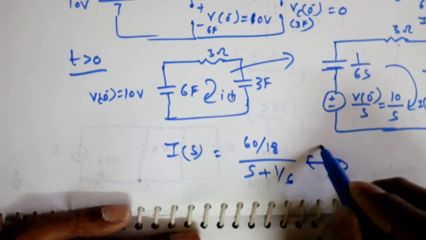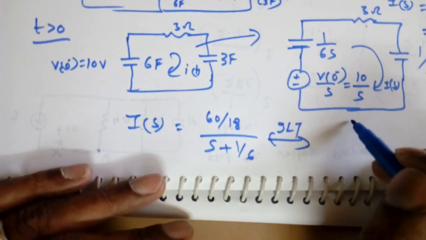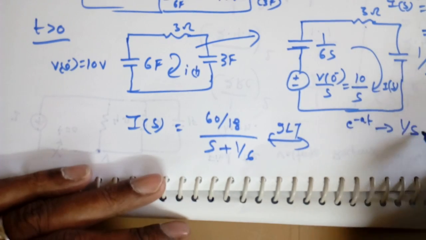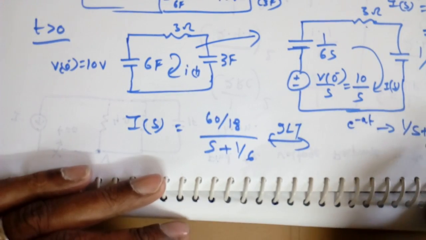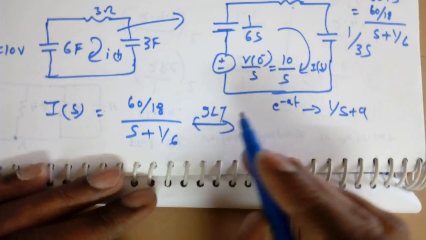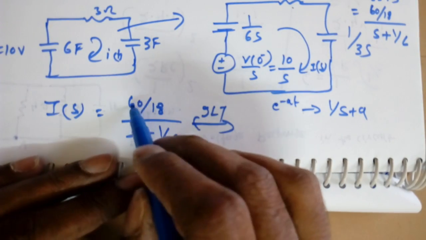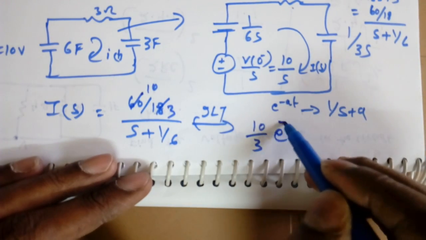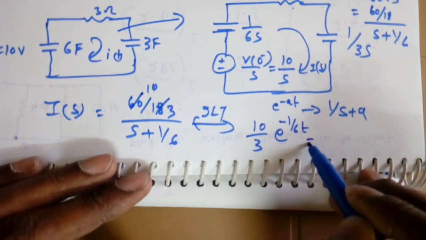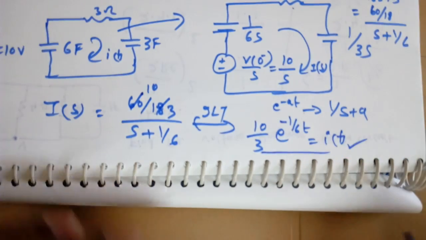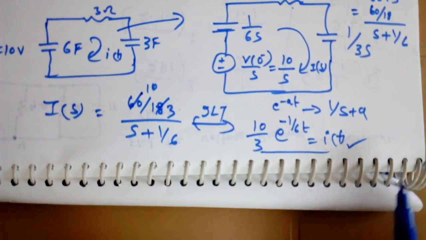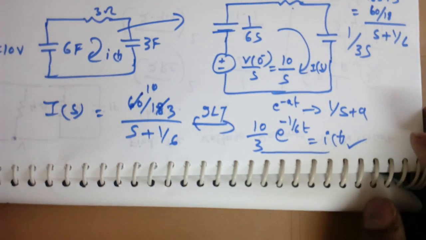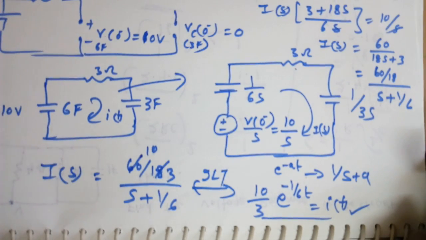Now if I take the inverse Laplace transform, we know that e power minus at has the Laplace transform 1 by S plus a. So the inverse Laplace transform is 60 by 18, that is 10 by 3, times e power minus t by 6. So this is i of t. By this we can also find the responses using the Laplace transform approach. This is a very important concept, and it is useful in the phasor domain approach also.